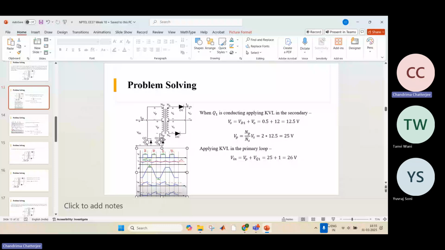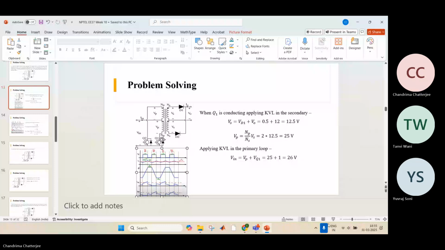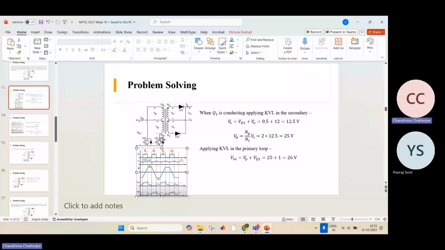Now, if you apply KVL in the primary loop here, then you will see that the input voltage is the drop across Q1. So this is Vp plus VQ1. Okay, now I have got the input voltage value.